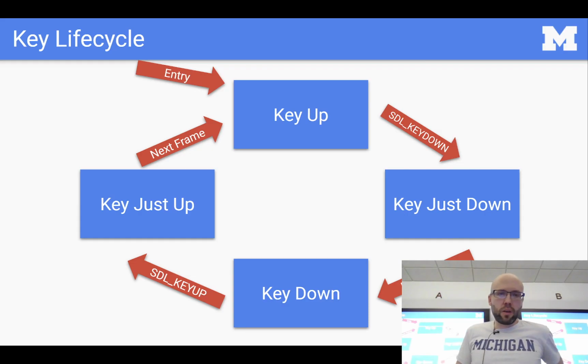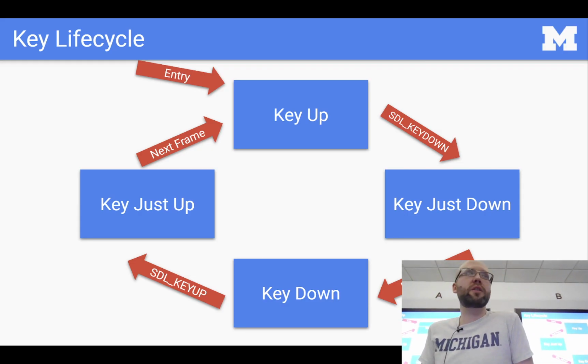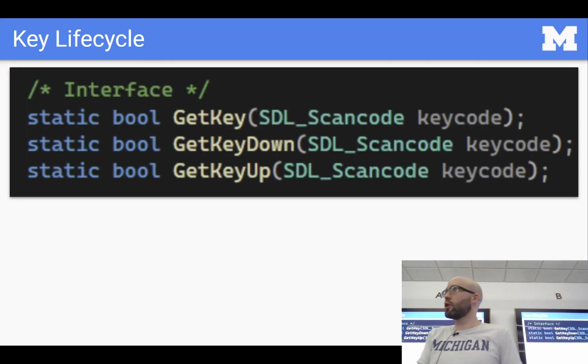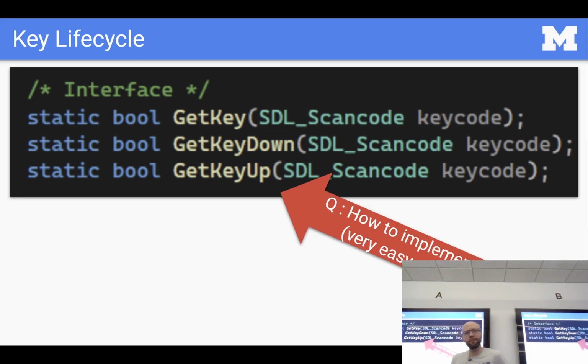Anyway, as the next frame arrives, we're updating our just keys to become its normal state, okay? And it works, okay? This is the key life cycle, and it works really, really well. The interface is super nice and luxurious, okay? If you ask yourself, well, how do I implement these functions now? The answer should be pretty easy.